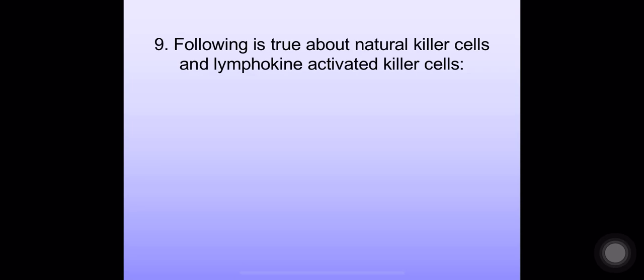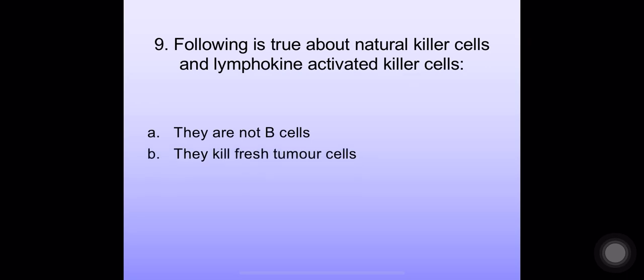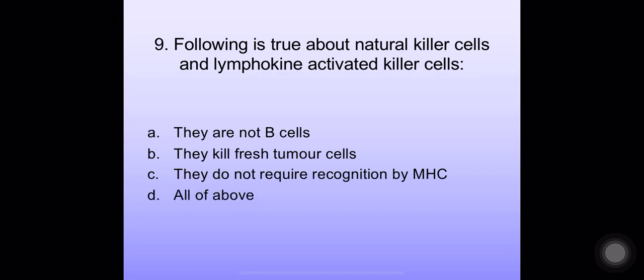Following is true about natural killer cells and lymphokine activated killer cells: they are not B cells, they kill fresh tumor cells, they do not require recognition by MHC, and all of the above. So natural killer cells are not B cells. They kill fresh tumor cells. They do not require MHC recognition. And so the correct option here is option D, all of the above.